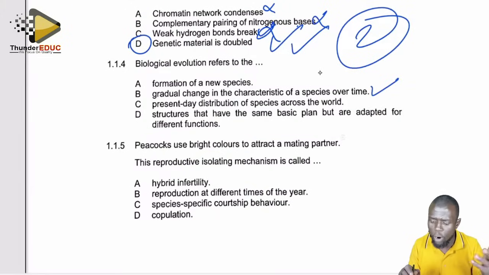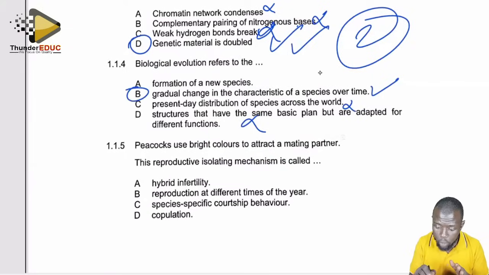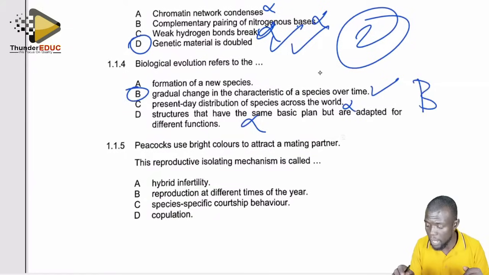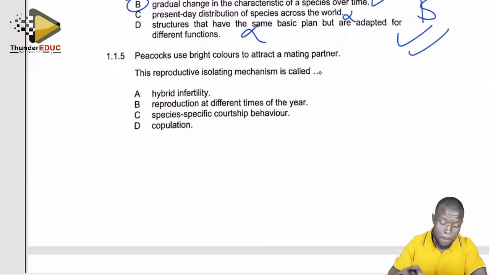Present day distribution of species in the world, that is distribution of organisms by geography. Structures that have the same basic plan but adapt for different functions, that is homologous structures. So this is also out. This is also out. So the most correct answer looks to be B, and you get your 2 marks.